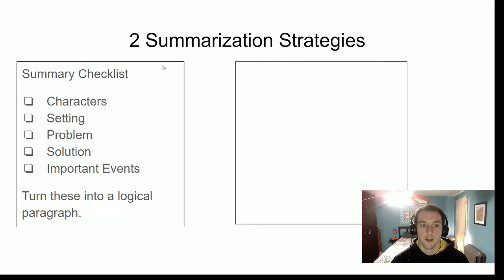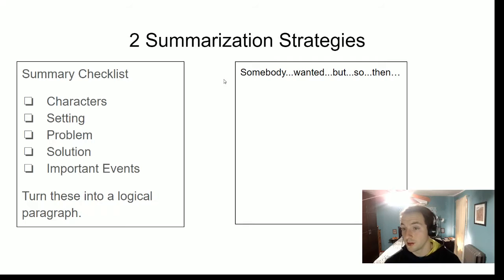The other strategy that we'll be using today is the somebody wanted but so then strategy. And again, this is a strategy to help you summarize, and I think it's a very useful one, but it does have some limits that we'll see in a second. And so the way this strategy works is you just fill in the sentence or the couple of sentences using this framework.